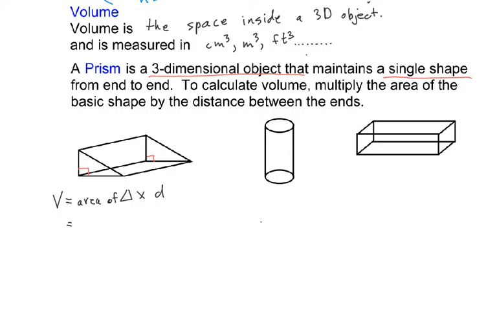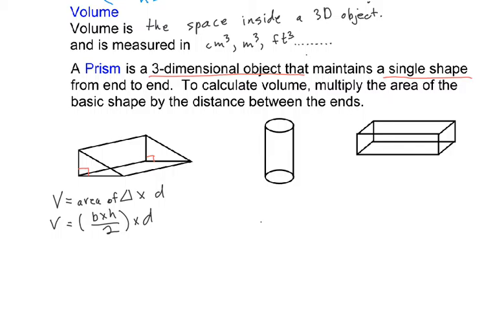So, the volume is now equal to the area of a triangle, which is base times height divided by 2, times, finally, d.